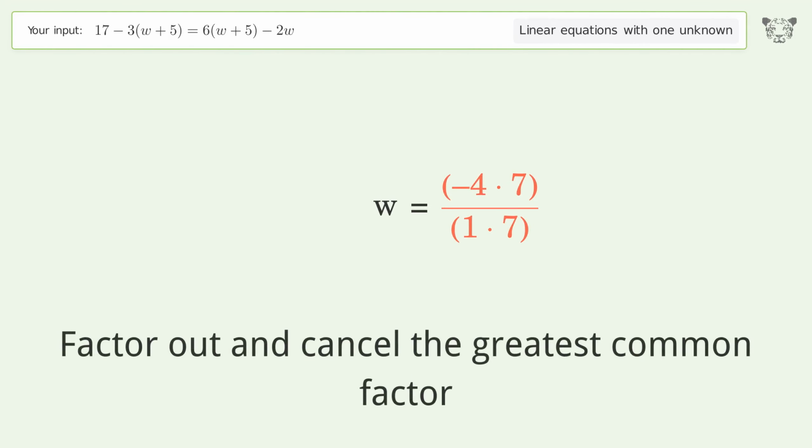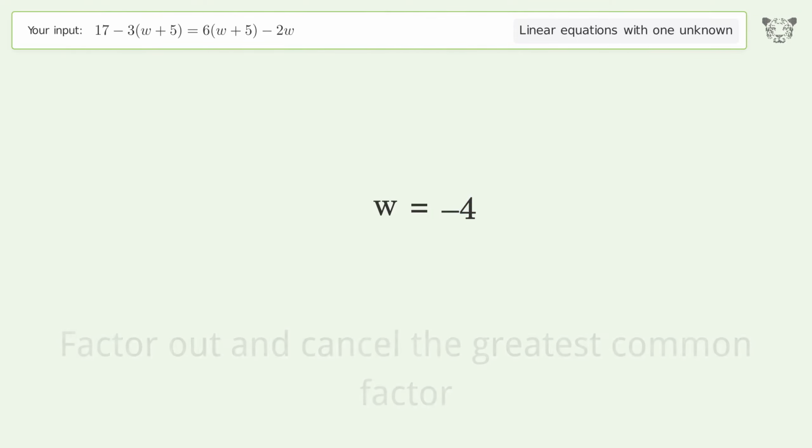Factor out and cancel the greatest common factor. And so the final result is w equals -4.